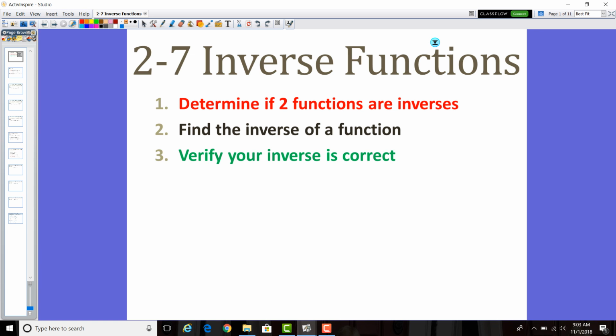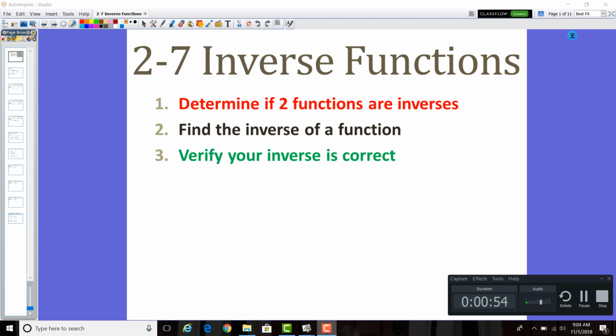Last class we talked about combinations, which was adding, subtracting, multiplying, and dividing functions to each other. Today we would be taking that composition component of last class's lesson and using it to apply to inverse functions. So inverse functions are two functions that are opposite of each other, which means whatever we would do in one function, we needed to be doing the exact opposite in the other function in order for them to be inverses.